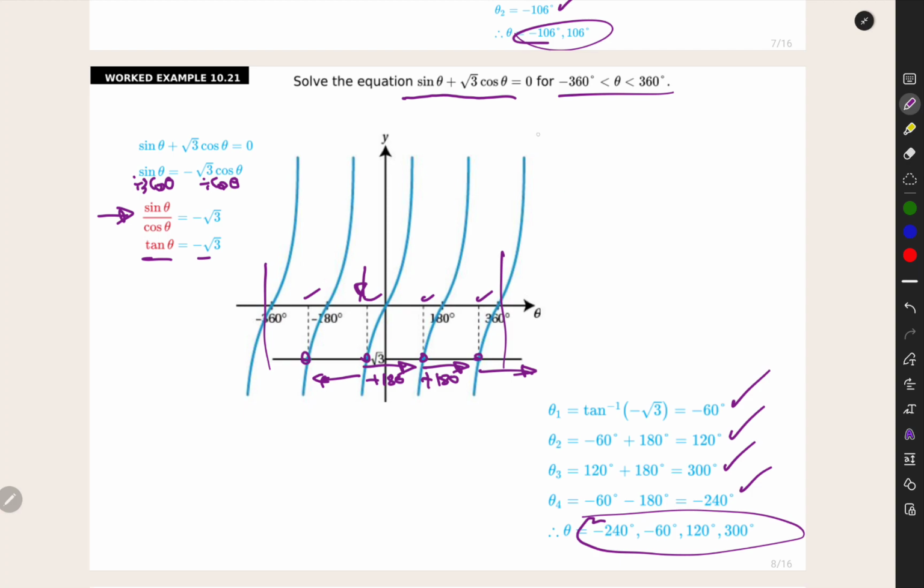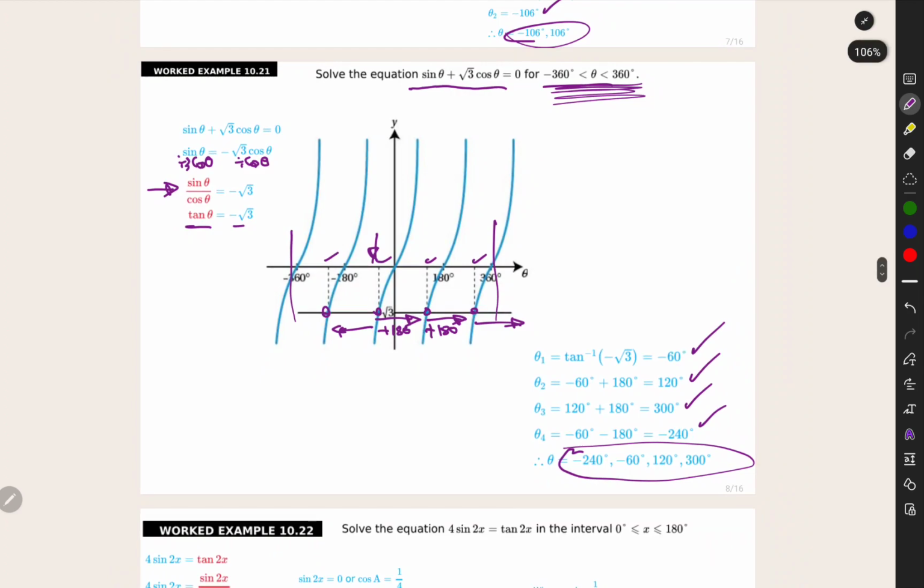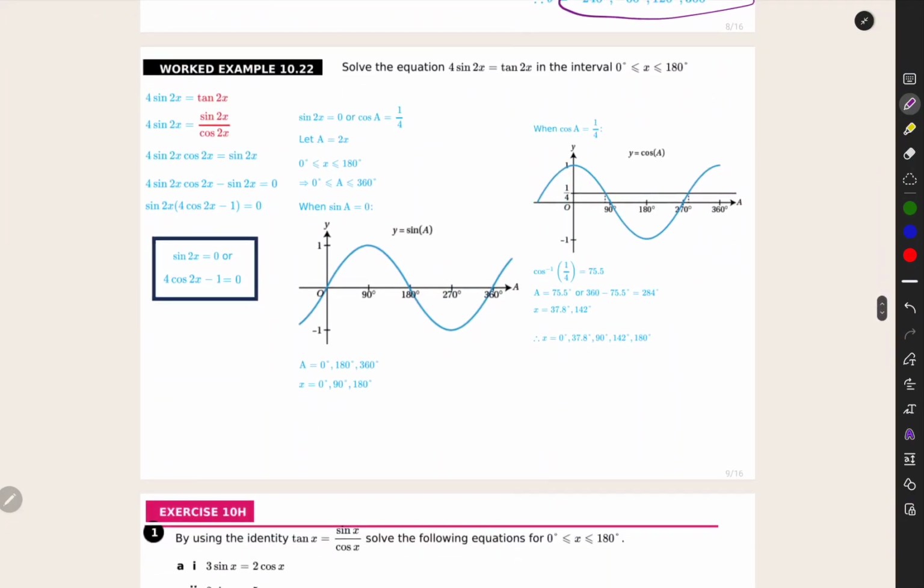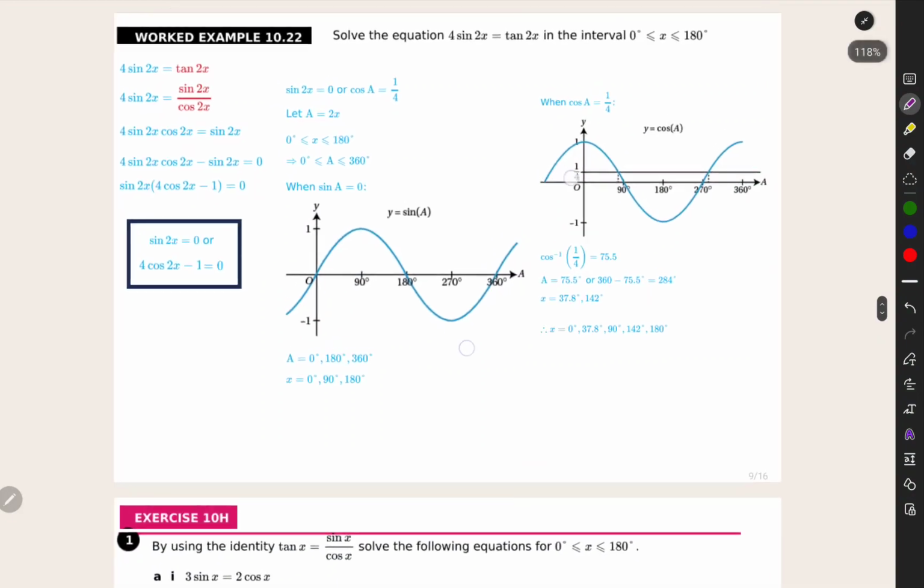Then again, a quick check to look at your range to make sure all of your solutions are within that range. Let's look at this next example.